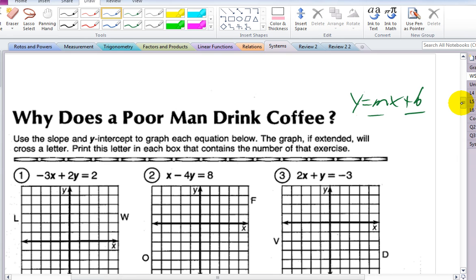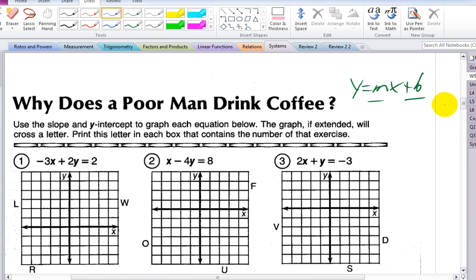Next one. Okay. Again, you need to change this one, why does a poor man drink coffee, into y equals mx plus b and graph it. So this one should go pretty quick. Now notice, 5 over 2, what does that equal? As a decimal, 2.5. You can plot 2.5, folks. And if this is 2.5 right here, you could go down 1 and over 1. Right? So you can totally use your slope.